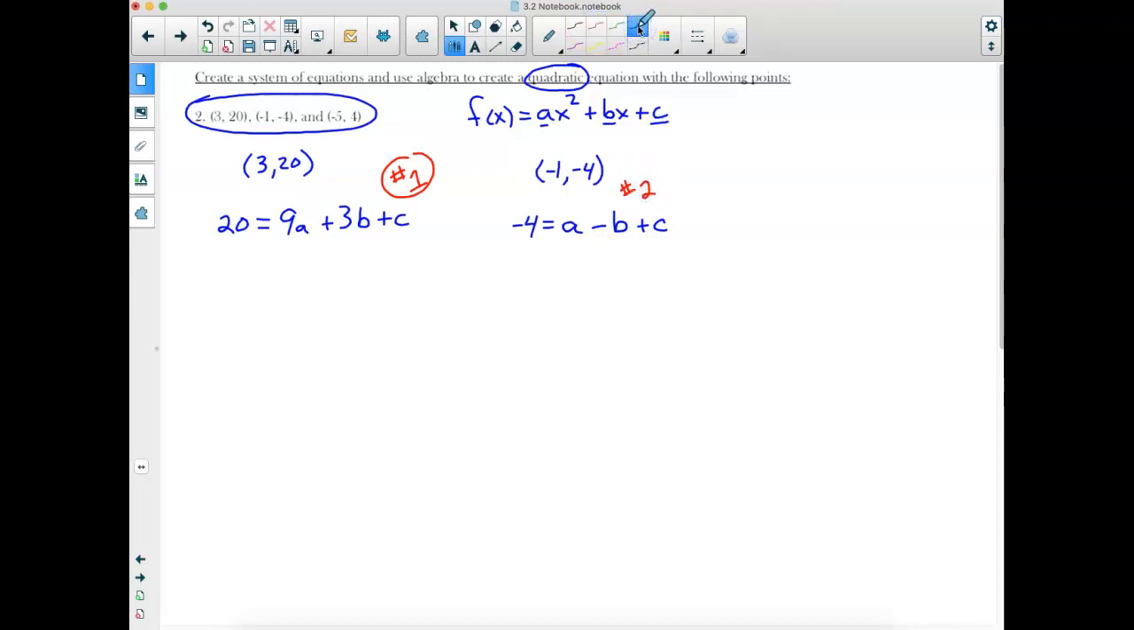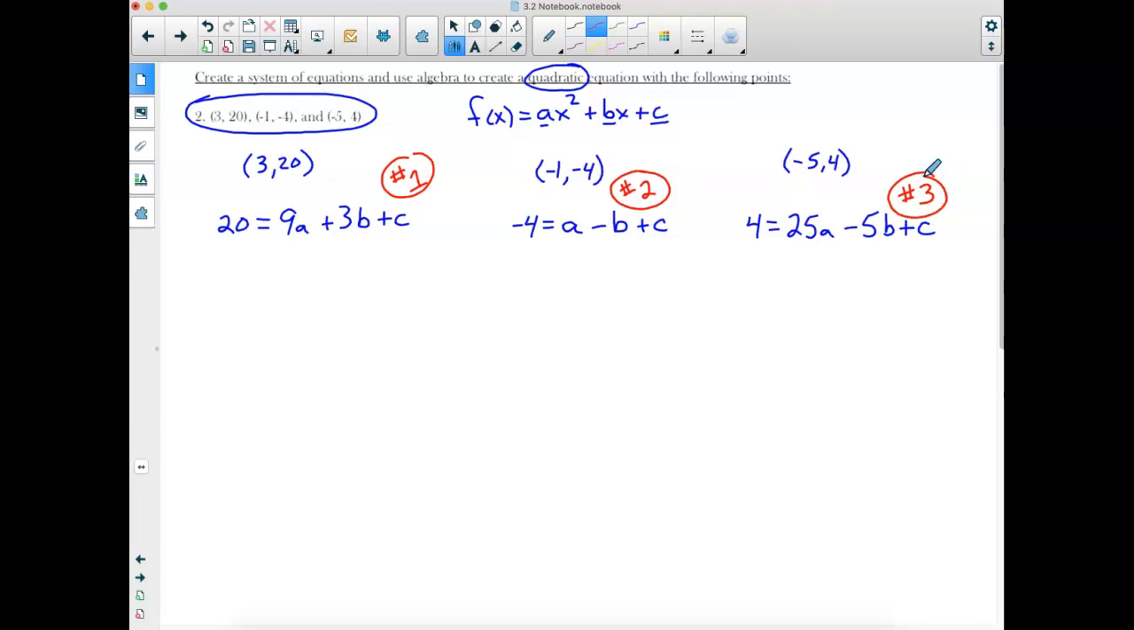Okay. And then I got to use my last and third point of negative 5 comma 4. And that's going to give me another equation of 4 equals negative 5 squared is 25 times a gives me 25a. Negative 5 times b gives me negative 5b plus c. And I'm going to call that one equation number 3. Okay, so there's 2 and there's 3. So now I have 3 equations, 3 unknowns.